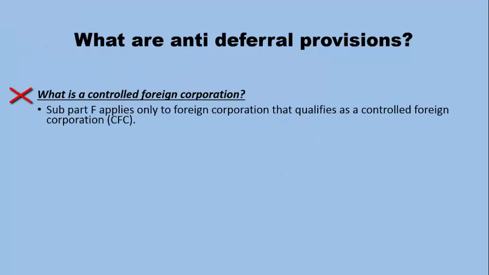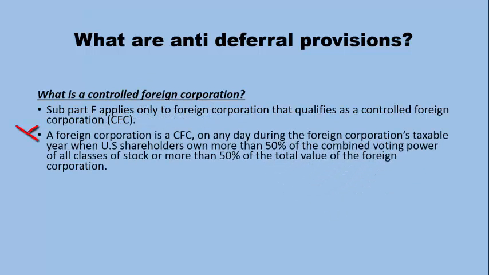So, what is a controlled foreign corporation? Subpart F applies only to a foreign corporation that qualifies as a controlled foreign corporation. A foreign corporation is a CFC on any day during the foreign corporation's taxable year when US shareholders own more than 50% of the combined voting power of all classes of stock or more than 50% of the total value of the foreign corporation.